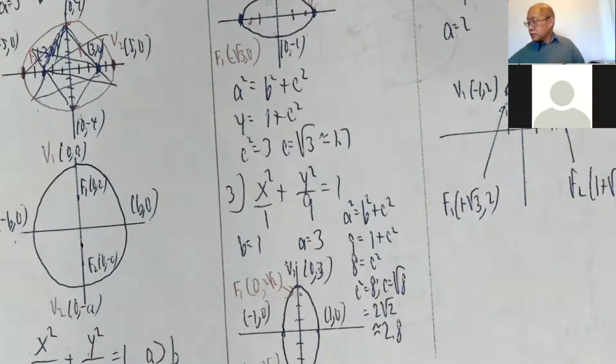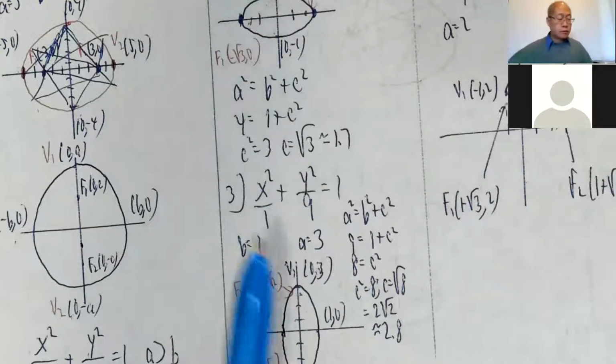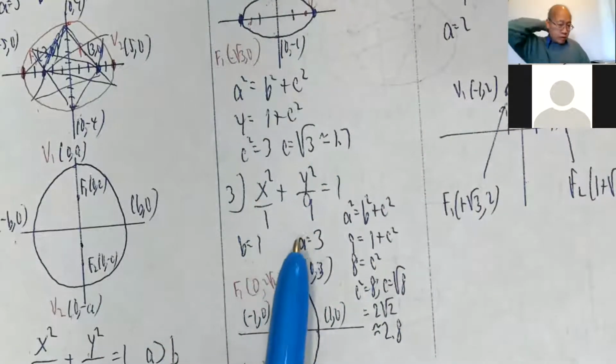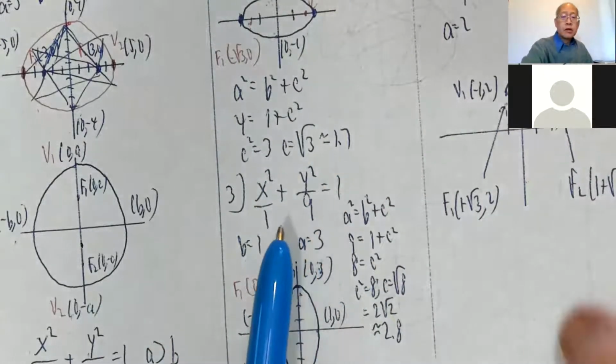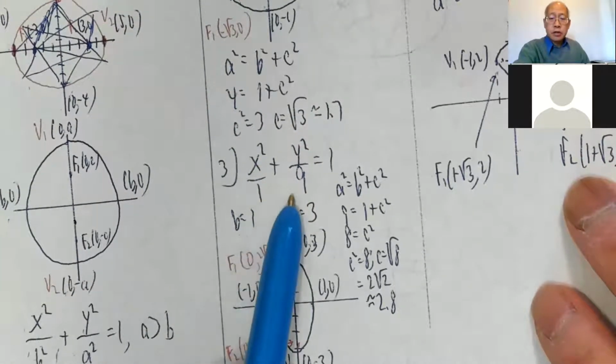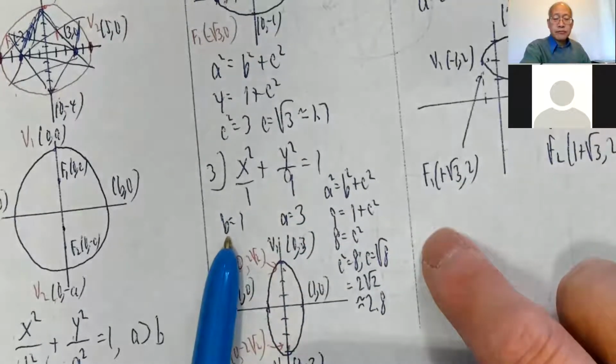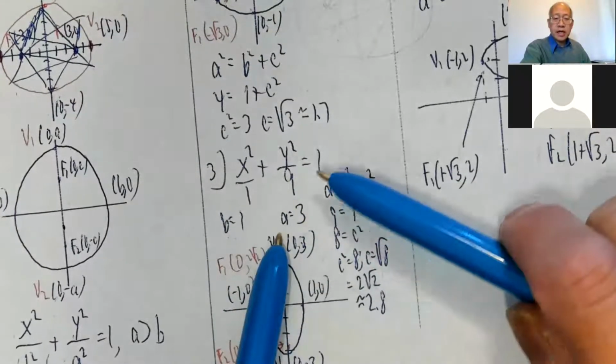Number 3, it just says x squared. Treat it as x squared over 1 plus y squared over 9 equals 1. Our definition of A is the larger number. So you take the square root of each of these. Square root of 1 is 1, that's B. Square root of 9 is 3, that's A.